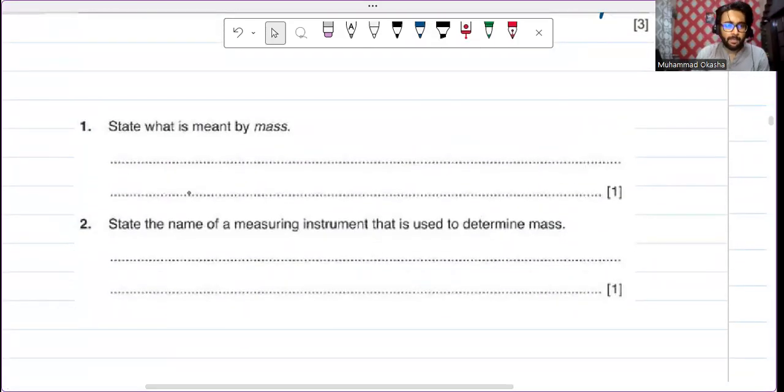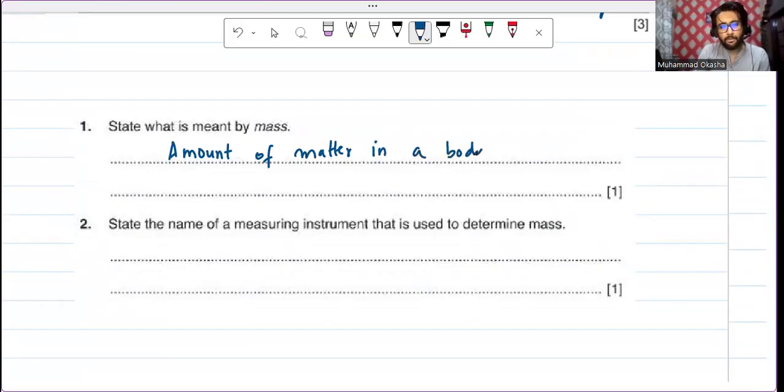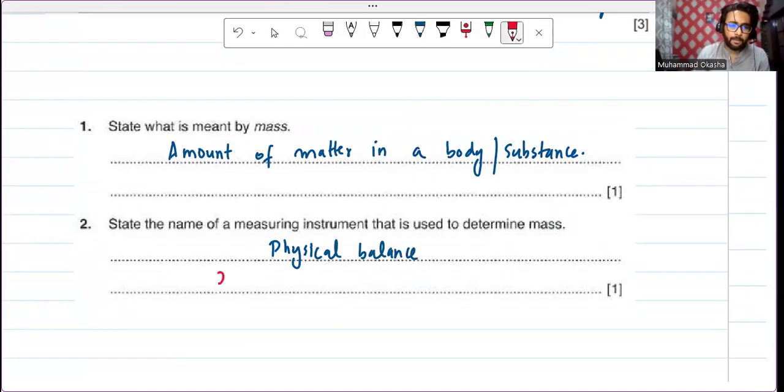State what is meant by mass. Well, amount of matter in a body, or substance. This is called mass. State the name of the instrument that you use to determine mass. We just saw two instruments. You can write any one. You can write physical balance, or you can write top pan balance. It's totally up to you. Top pan balance.